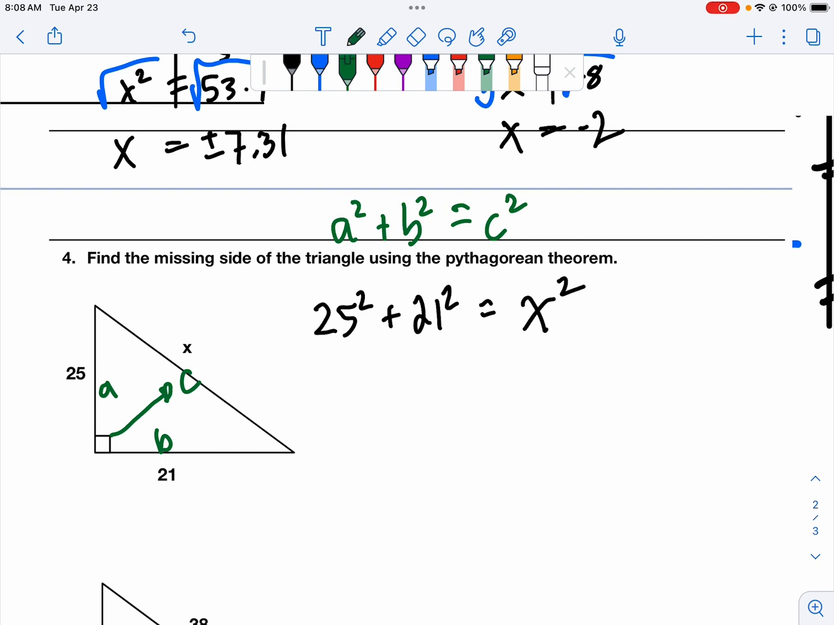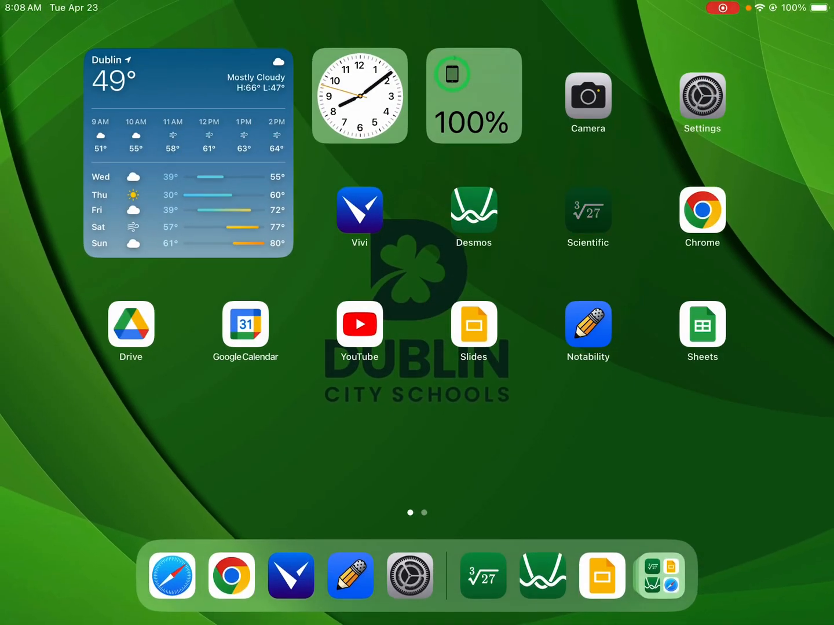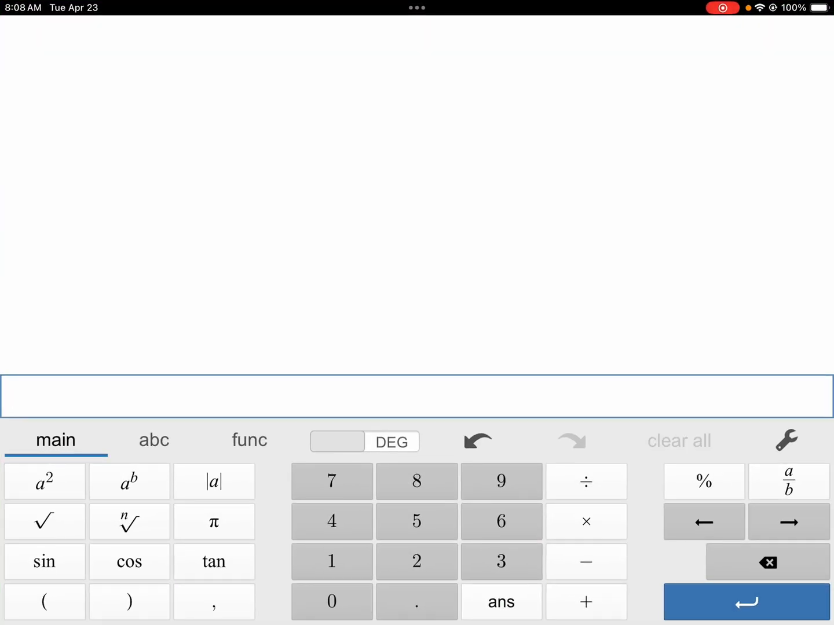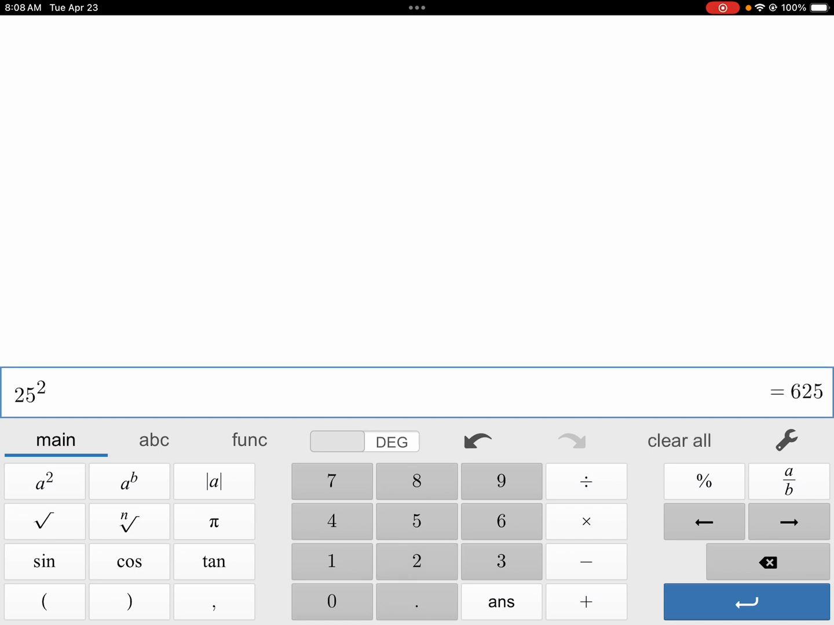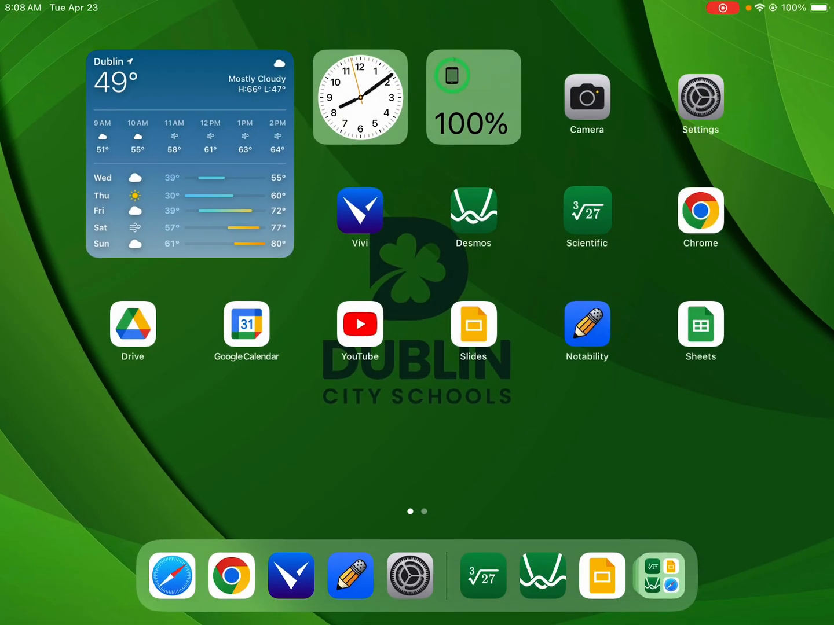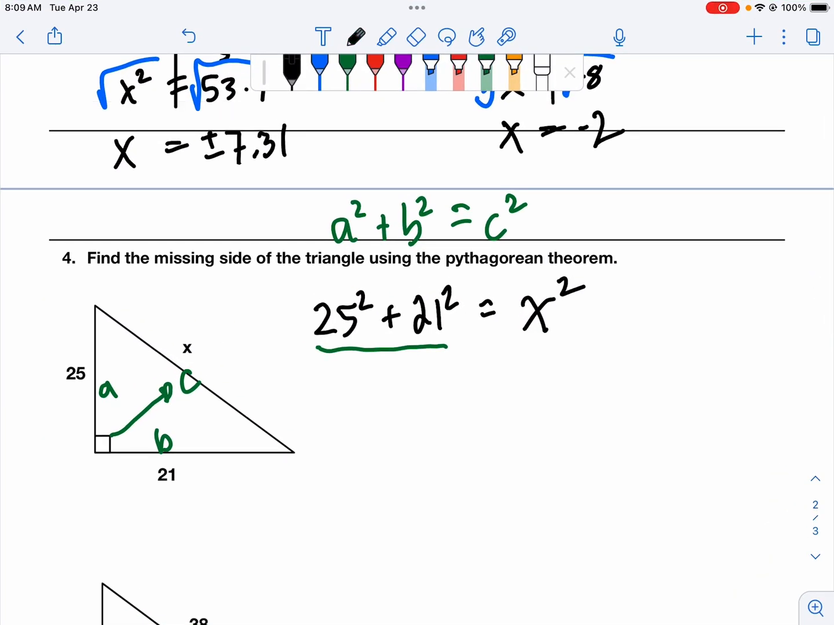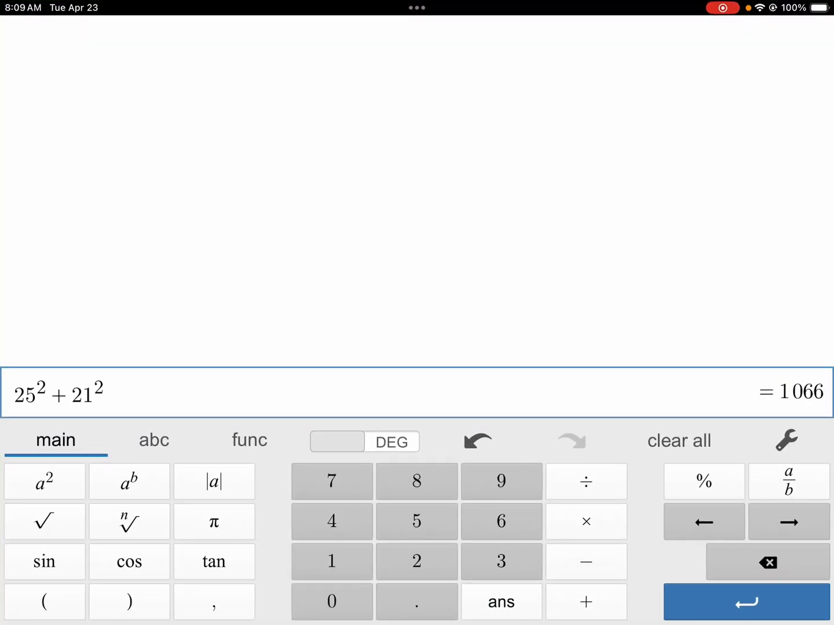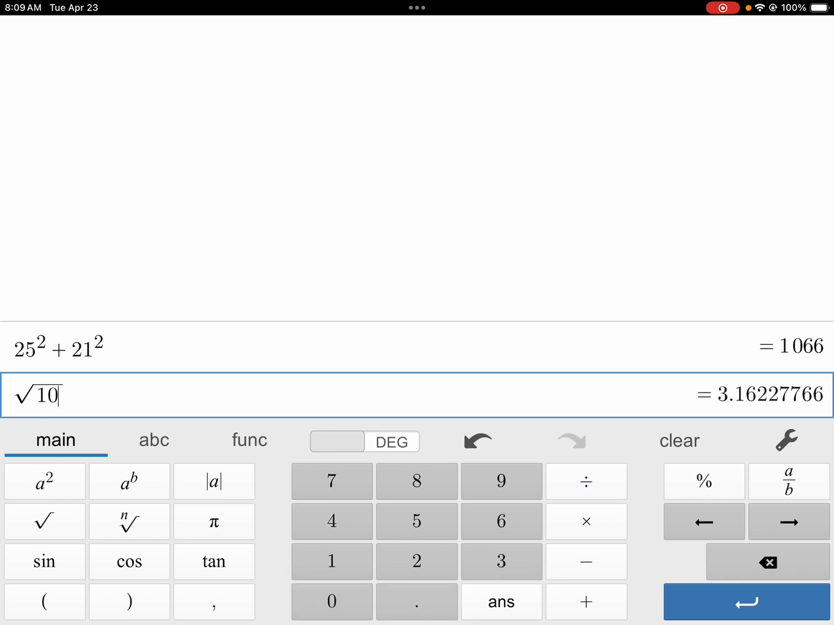Now, I don't know what this is. I'm going to have to go to my calculator, and I'm going to calculate all of that at once. So let's open up our calculator, and I'm going to clear this off because I got a lot going on. 25 squared plus 21 squared is 1,066 equals x squared. Now, just like above, we square root both sides. So I go to my calculator, and I'm going to get x equals the square root of 1,066. So here we go, the square root of 1,066.